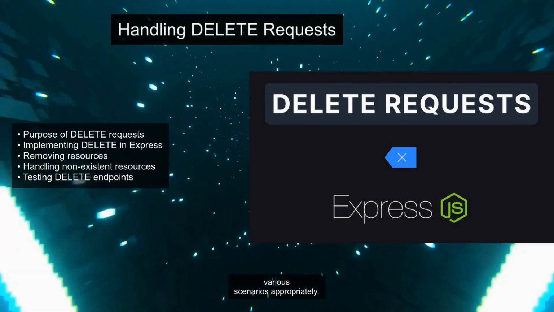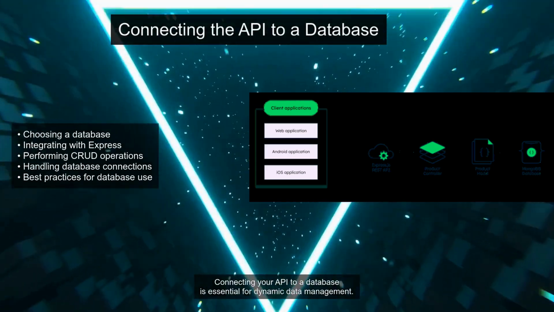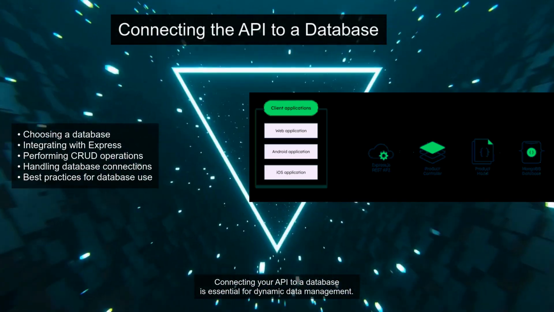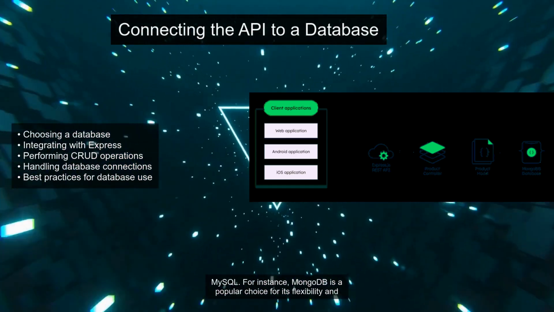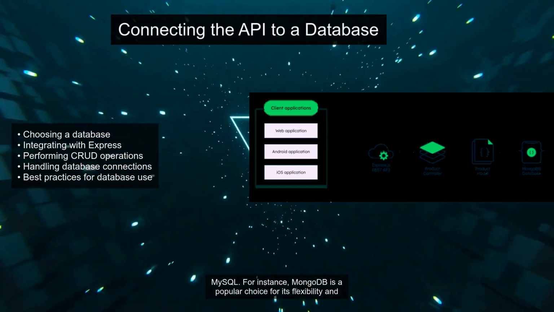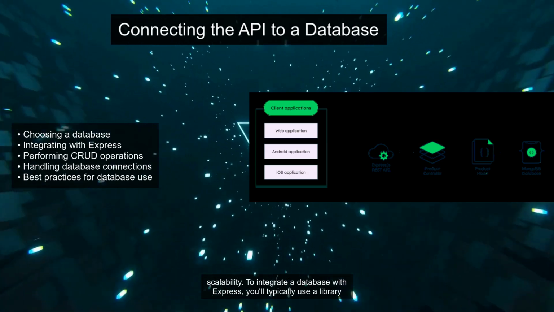Connecting your API to a database is essential for dynamic data management. Choose a database that suits your needs, such as MongoDB, PostgreSQL, or MySQL. For instance, MongoDB is a popular choice for its flexibility and scalability.